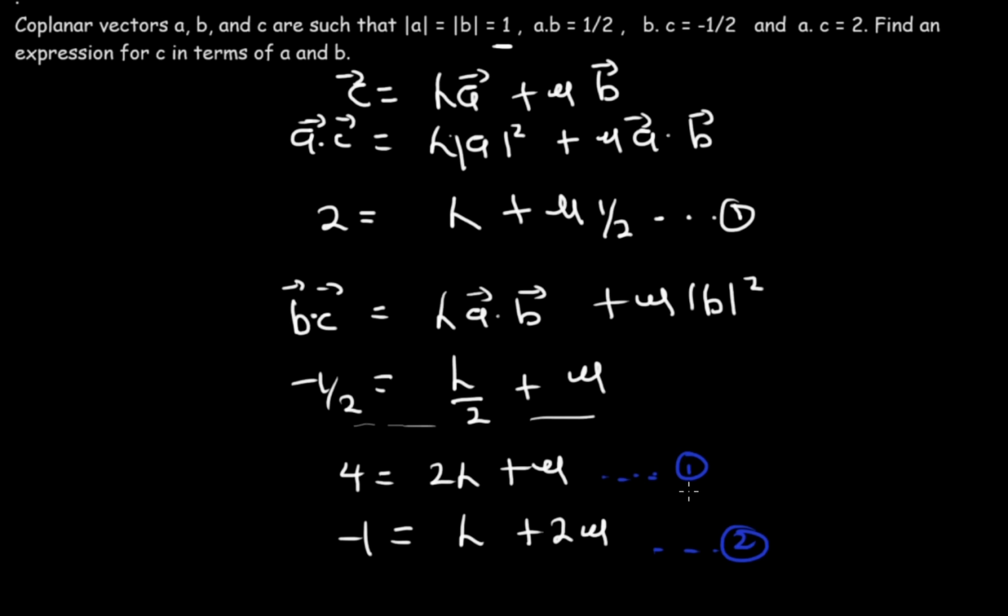Solving this simultaneously, we get mu to be equal to negative 2 and lambda to be 3. Therefore, inserting these values back into our original equation, this results in the vector C being equal to 3 times the vector A minus 2 times the vector B. And this over here is our final equation.